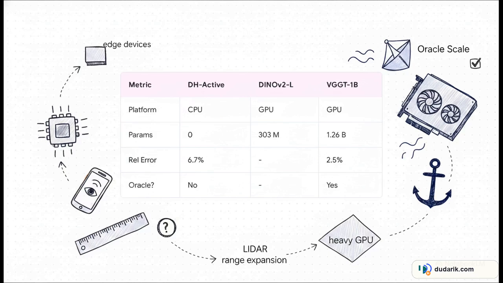But you have to look at the context. VGT requires a heavy GPU, and it relies on an external oracle scale to actually match physical metric space. Meanwhile, DH-Active delivers its metric sparse depth entirely on a CPU with 0 parameters, and it relies strictly on the device's own built-in sensors to establish that scale.